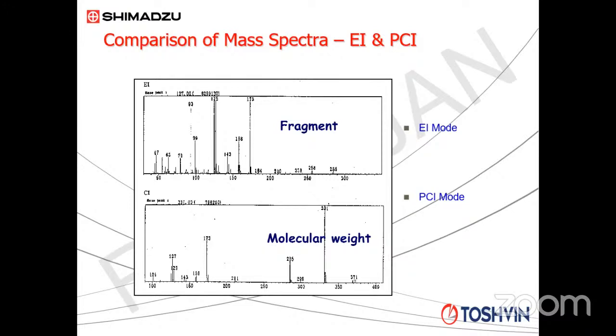But what you need to understand is that in the PCI spectrum, the most intense peak is not the base peak, it is only an M plus 1 peak, whereas in the EI spectrum, the most intense peak is the base peak. In this case, for this particular sample, I think a lot of background noise is coming. If you look at this particular compound in the EI spectrum, 125 is the most intense peak, and that is the base peak. Whereas in the PCI spectrum, 331 is the most intense peak, that is the M plus 1 peak. So 331 is not the base peak. The base peak is only 125.